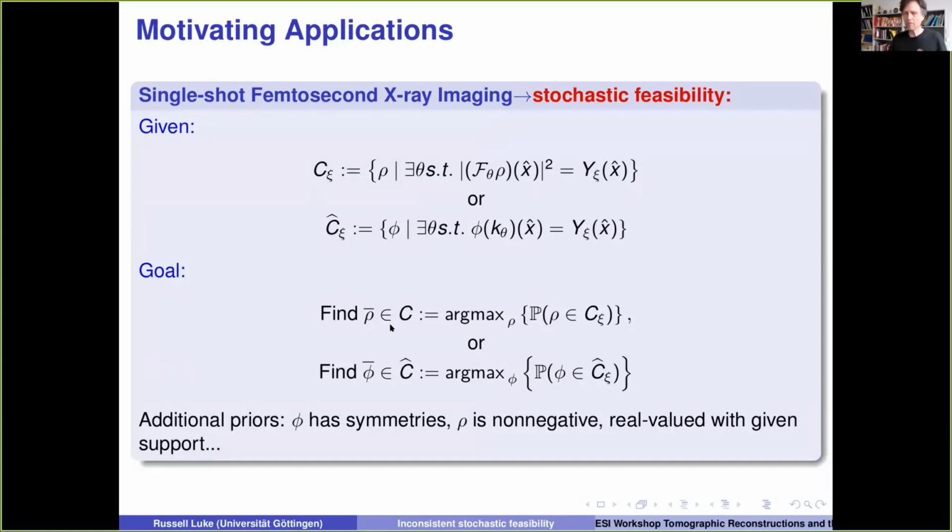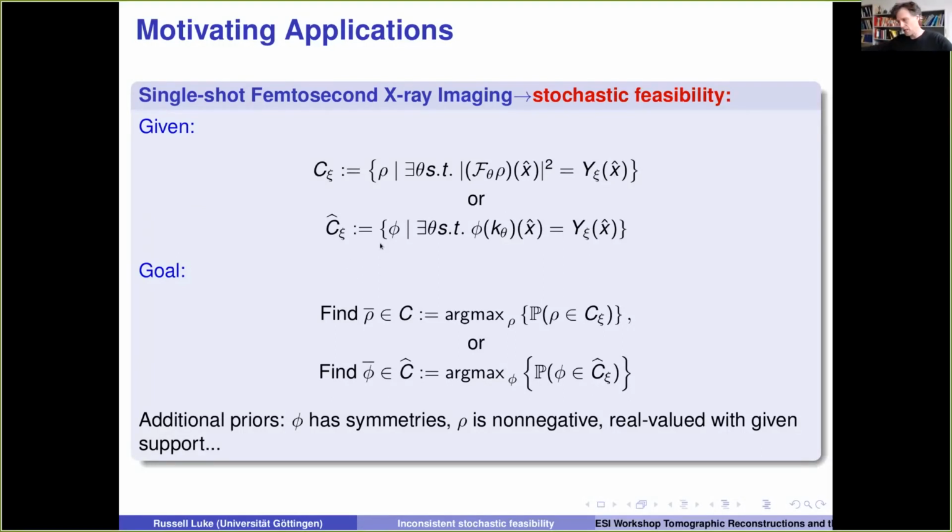So I'm going to think of this as just a stochastic feasibility problem. I'm just looking for any element rho, any electron density that with a high probability could explain the observations that we've made. I think of the possibilities as just sets of densities. So the C would be the set of electron densities such that there exists some orientation of that density for which I can match the observation here.